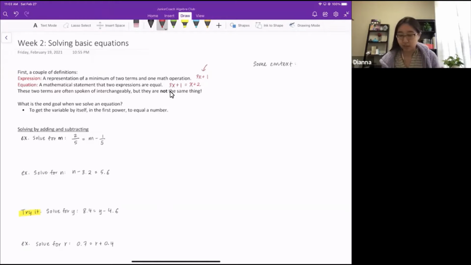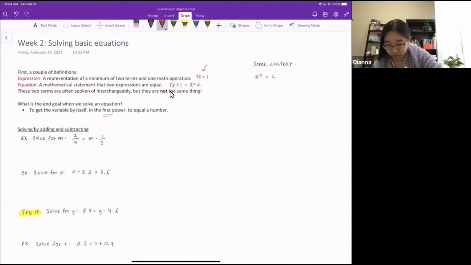Okay, so I'll give some context as to why we are doing this, because equations are probably one of the most important things in algebra. So, some context. In this lesson, we're going to be solving pretty simple equations that are in the first power, right? So our end goal is to get the variable by itself to equal a number that is in the first power. In future classes, we will be solving equations like this. Actually, we'll be doing it in this class towards the end, I think.